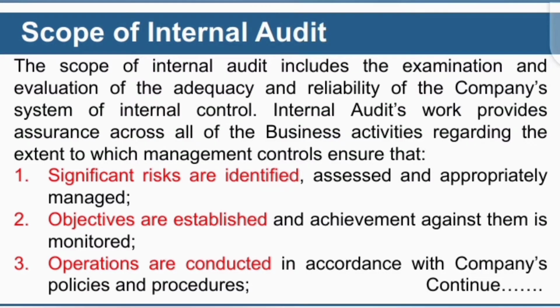Scope of internal audit. The scope of internal audit includes the examination and evaluation of the adequacy and reliability of the company's system of internal control. Internal audit's work provides assurance across all the business activities regarding the extent to which management controls ensure that number 1, significant risks are identified, assessed, and appropriately managed. Number 2, objectives are established and achievement against them is monitored. Number 3, operations are conducted in accordance with company's policy and procedure.